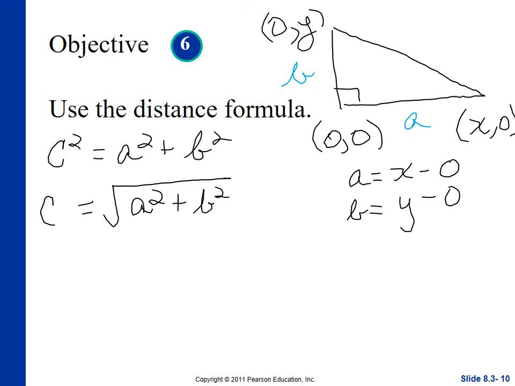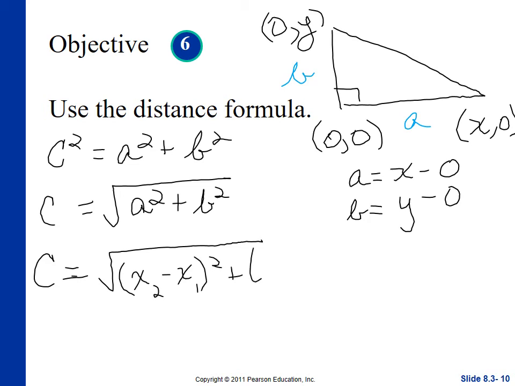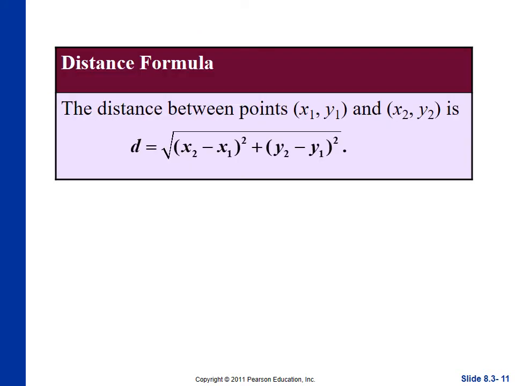They figured that this must be true anywhere. So they figured out that c is equal to the square root of x sub 2 minus x sub 1 squared plus y sub 2 minus y sub 1 squared. And that's how they figured this out. But we don't care about that. We just want to do this. Memorize this formula.